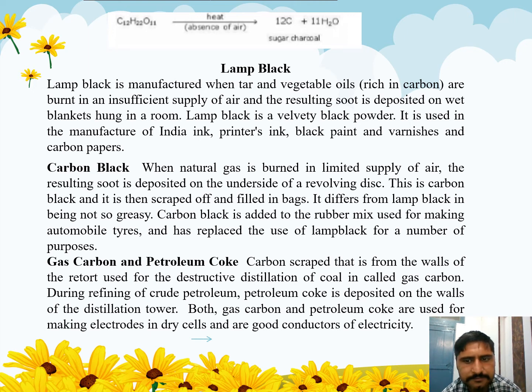Another one is gas carbon and petroleum coke. Gas carbon is the carbon scraped from the walls of the retort used for destructive distillation of coal. During refining of crude petroleum, coke is deposited on the walls of the distillation tower. Both gas carbon and petroleum coke are used as electrodes in dry cells and are good conductors of electricity.